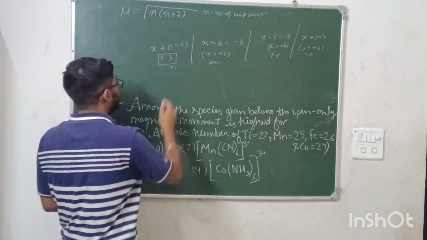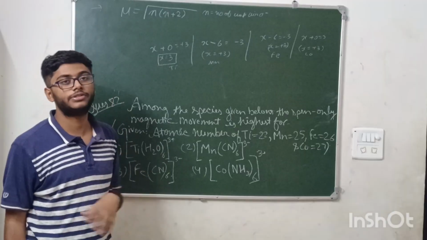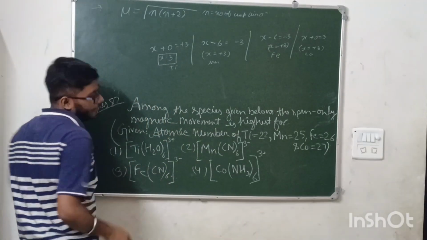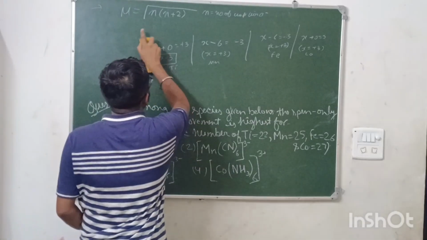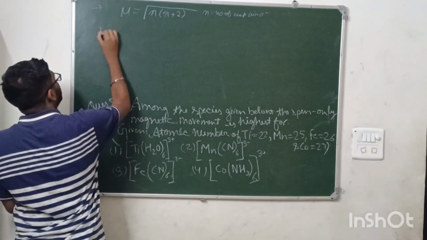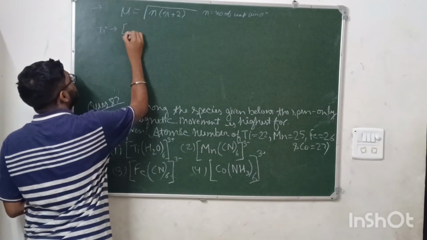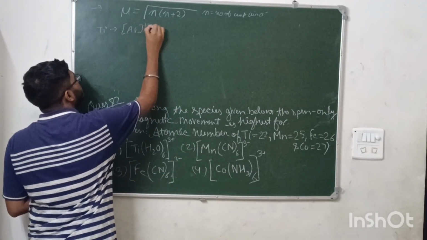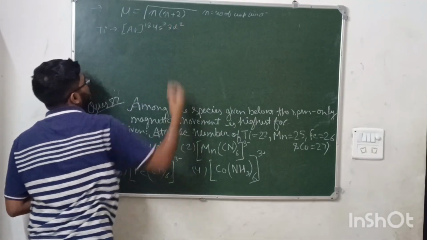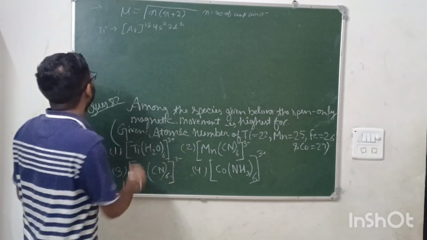Now you need to write the configurations of these metals in their respective charge. Okay, so everyone is in plus 3 charge. Now if I see titanium, what is the electronic configuration for titanium? The electronic configuration is argon 18, 4s2 3d2. Titanium atomic number is 22, so its configuration is this.